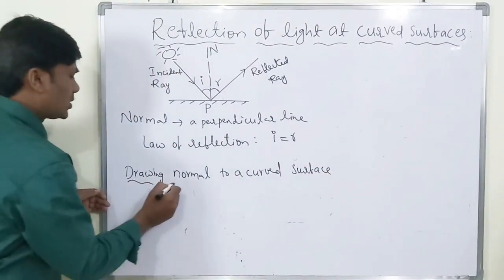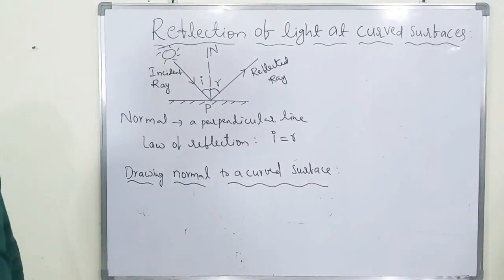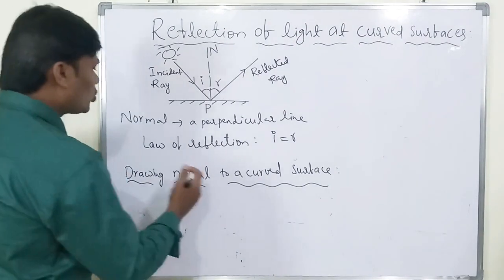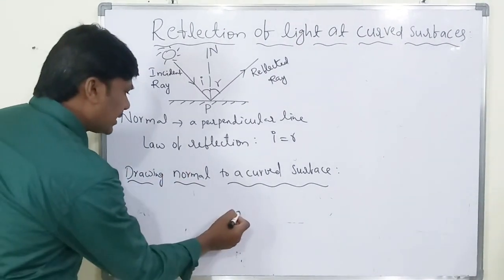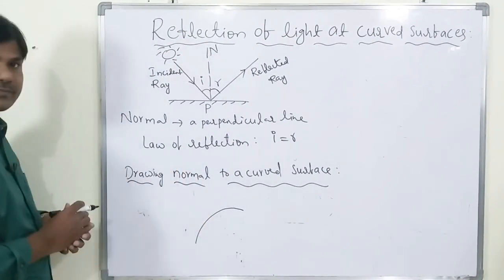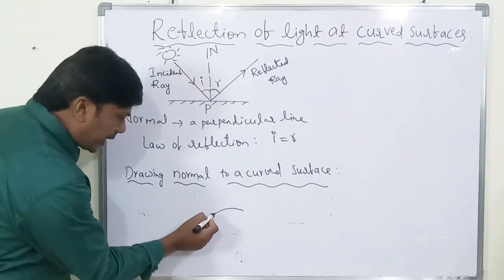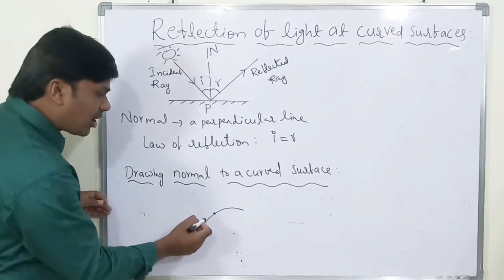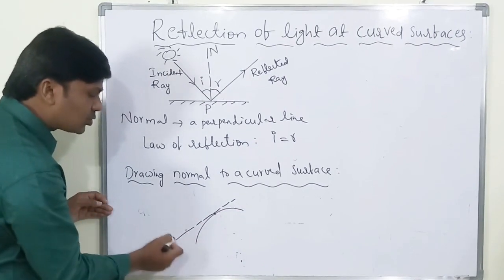There are basically two types of curved surfaces, concave surface and convex surface. Later we shall discuss them. First let us discuss how to draw the normal to a curved surface. For example, this is a curved surface. At this particular point, if you want to draw a normal, how to draw that normal? First of all, we have to draw a tangent to that surface.